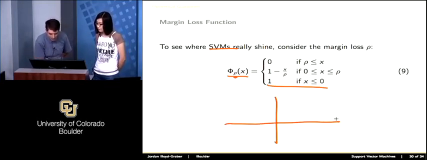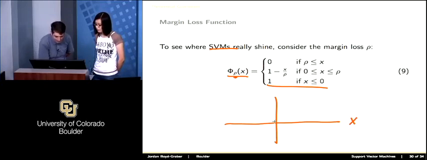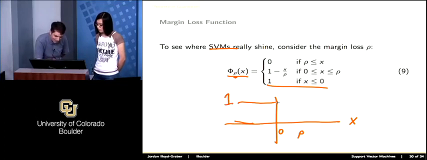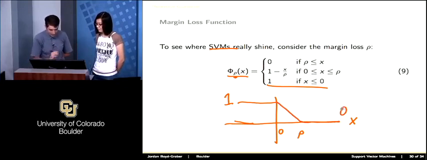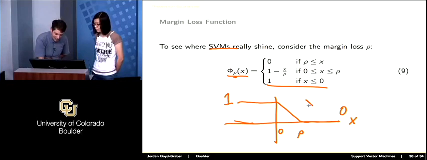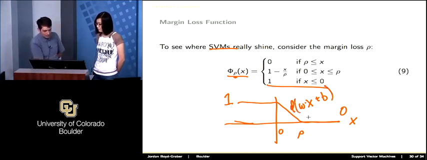So if you have x on this axis, 0 here, rho here, we have 1 if we're less than 0, and then we work our way down to 0. You can think about this as a dot product of wx plus b, and how bad is it? If it's a really big number, then that's great. And if it's a negative number, that's not so good.